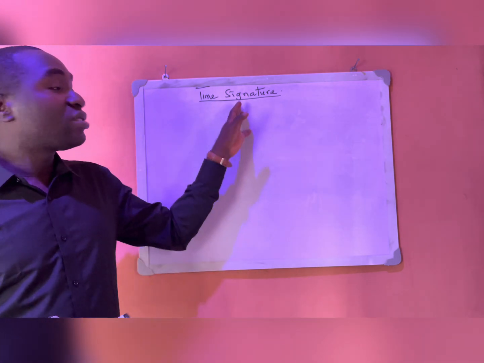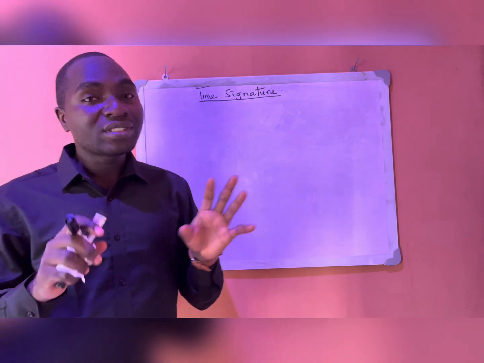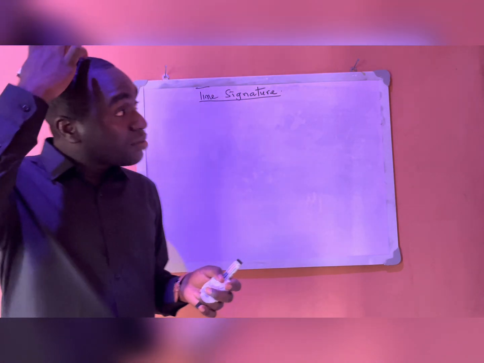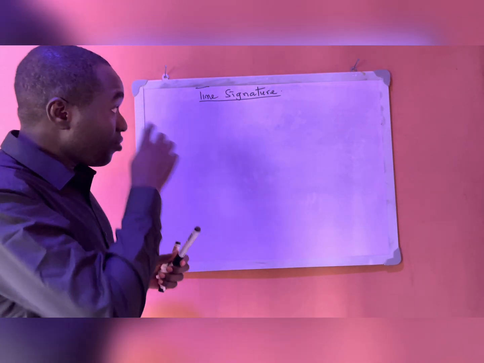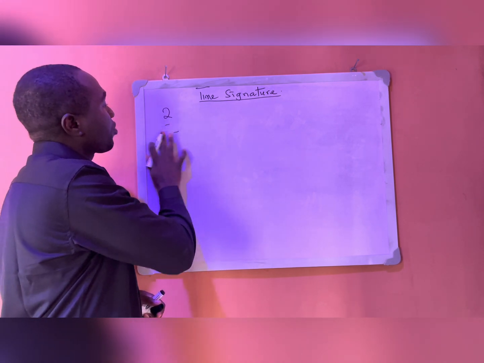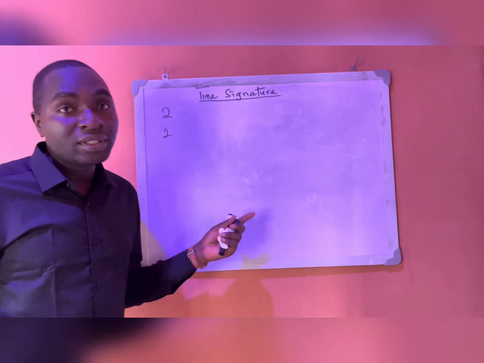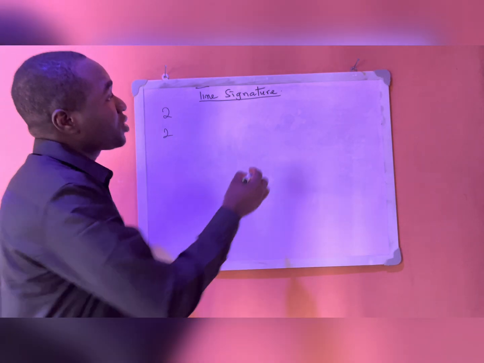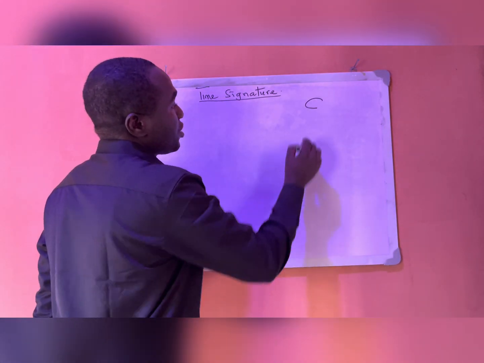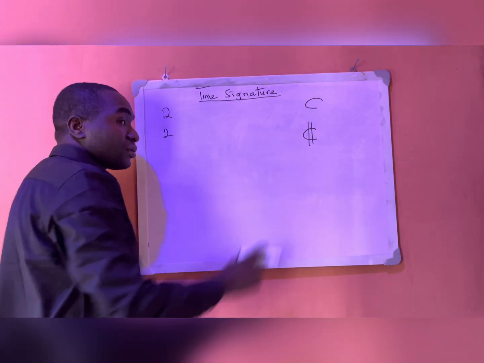And this is where most students find it difficult, when they are in the course of learning how to sight read and sight sing. So time signature is identified by two figures, two numerical figures. It can be any number. And before now, you can see something like this. You can also see something like this. I'll be coming to this later on.